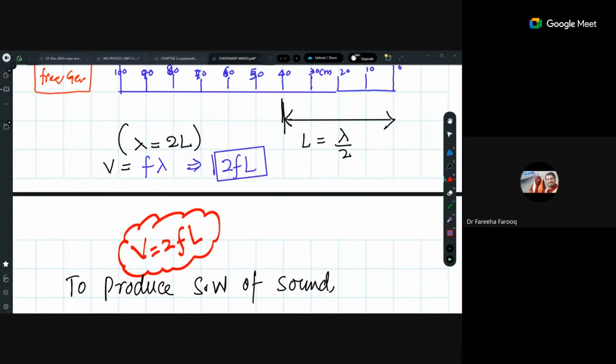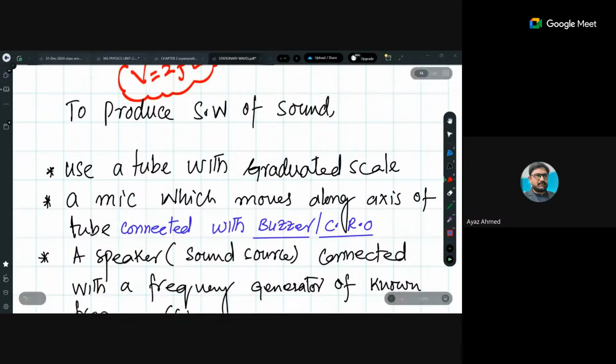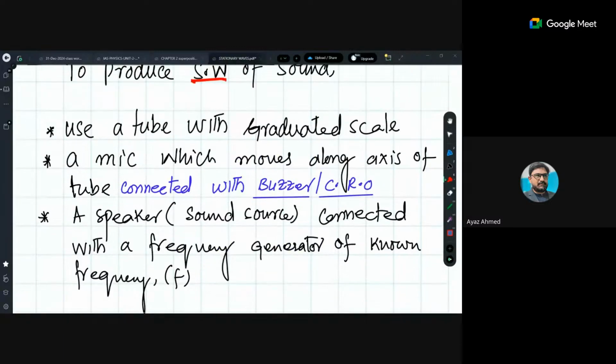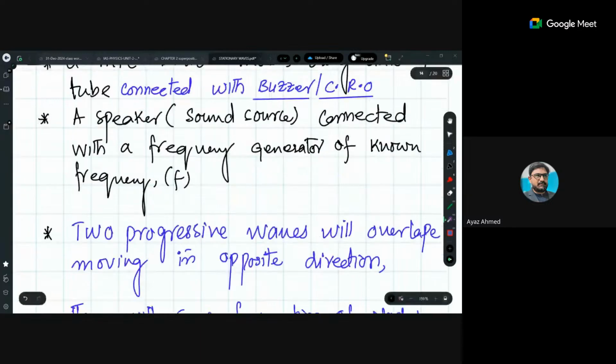To produce a stationary wave in sound, this is the procedure I have explained to you. Use a tube with a graduation or scale on it, a mic which moves along the axis of the tube connected with a buzzer or CRO, and a speaker or sound source connected with a frequency generator of known frequency. That is, the frequency would be known to you.